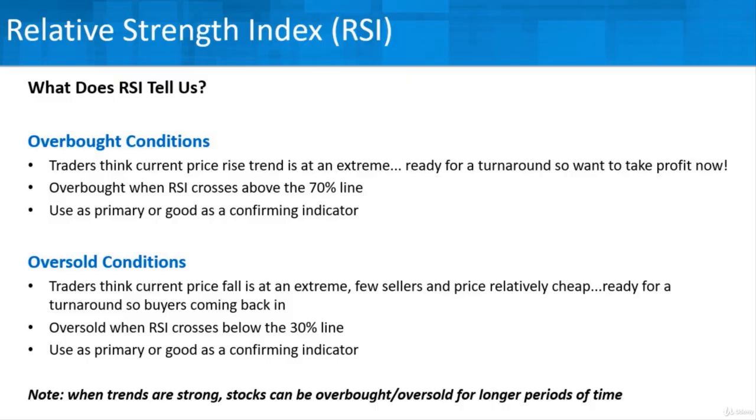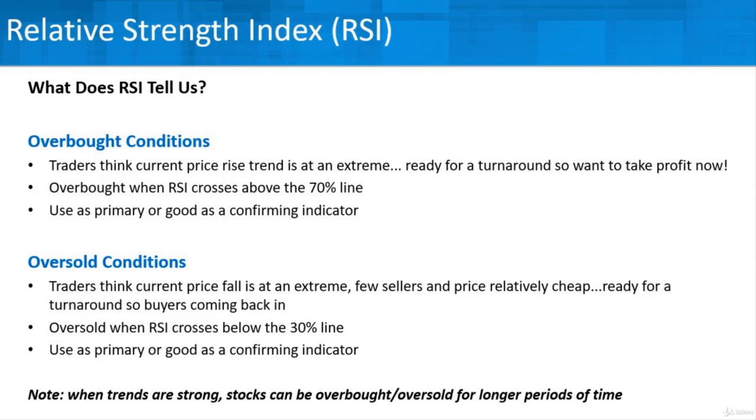Oversold conditions would be the exact opposite. Traders think the current price has fallen to an extreme. It's gone way too far. There are few sellers right now, the price is relatively cheap, and people are not willing to sell anymore. They just think it's gotten way too low. So it might be ready for a turnaround in terms of going back up. Buyers start to come back in, and as it starts to go back up, even more buyers will come in, particularly if a trend forms, really driving that price up. So with the RSI, a security would be oversold when the RSI crosses below the 30% line.